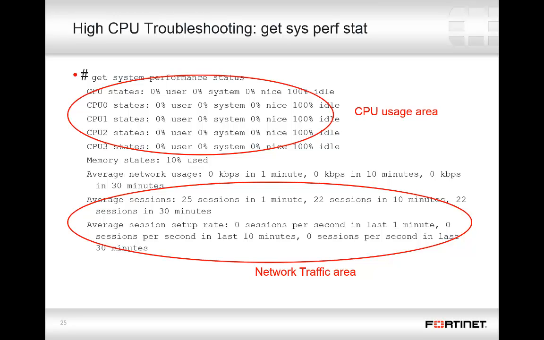The command get system performance status is used to display the CPU and RAM usage. It also displays the amount of average traffic sent and received by the FortiGate. At the top, there is CPU information. In this example, the output obviously came from a FortiGate that has a multi-core CPU because there are entries for CPU 0 to CPU 3. At the bottom, there is output for network traffic. You can use that to see if traffic is increasing, decreasing, or remaining steady.